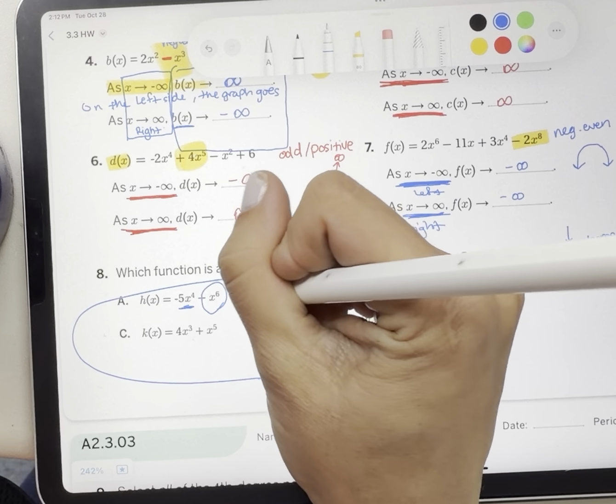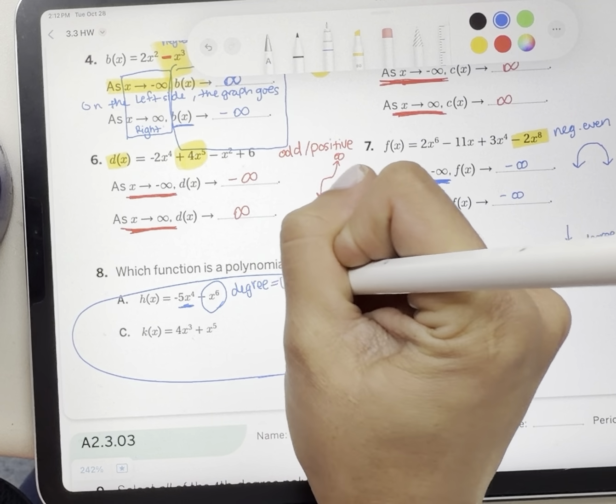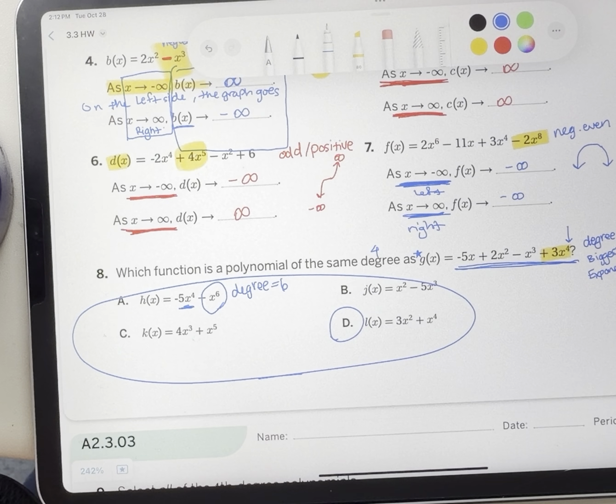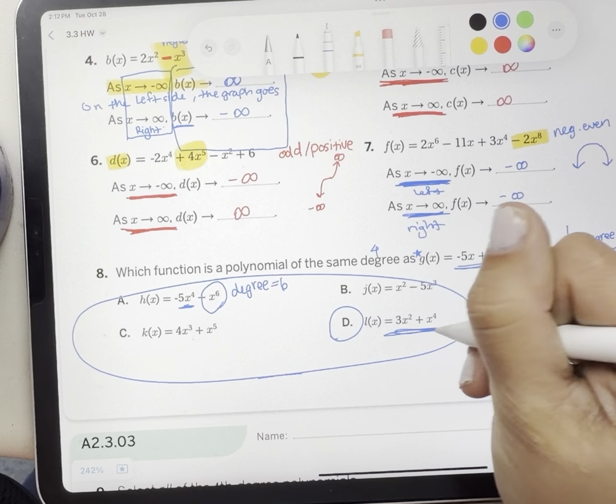So in A, the degree is 6. Well, we want the degree to be 4. It's not 6. Does negative 5x to the power of 4 not count because there's a negative 5 in front? It doesn't count because there's an x to the 6th. He's not the biggest, baddest guy on the block this time. It only calls the shots if it has the biggest exponent. And the only one where it is calling the shots is D.